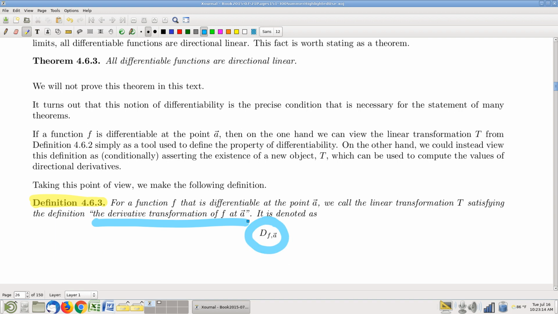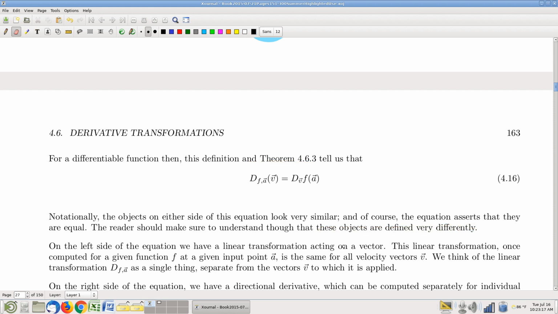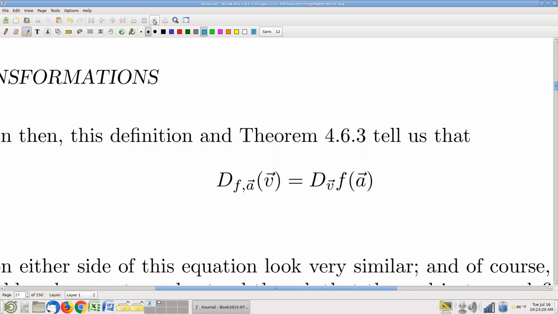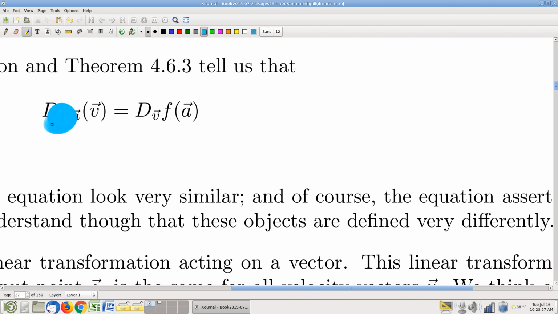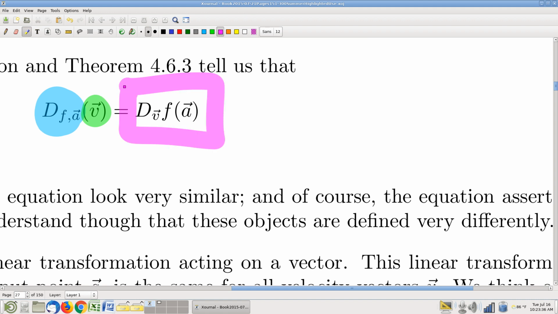And the very first thing I'm going to tell you about the derivative transformation, it's hopefully good news. I think this is really good news. What the derivative transformation does to a velocity vector is it computes directional derivatives. So all this trouble that we're talking about, we're going to reinterpret directional derivatives as linear transformations. Let's not lose sight of the fact that what we're talking about are still directional derivatives. Input velocity, output velocity. All that same stuff. We're just talking about it in a fancier way.